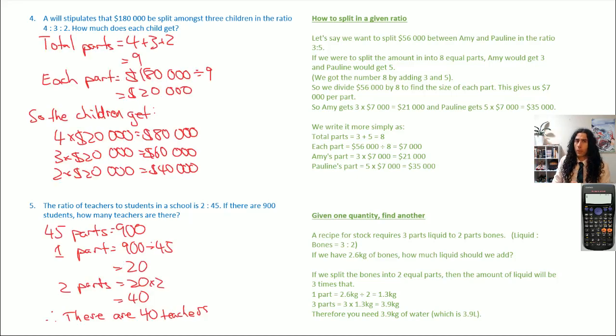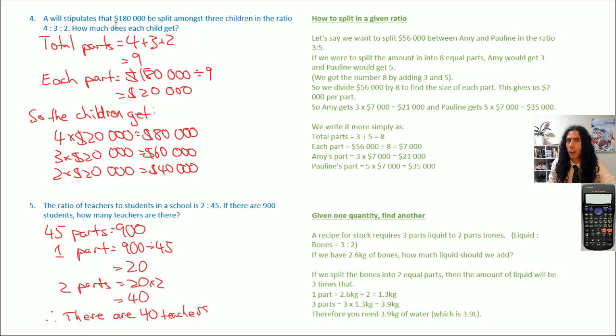So the way we do question 4 is we say, okay, the ratio is 4 to 3 to 2. So if I add those up, 4 plus 3 plus 2, that's 9. What that means, if I were to split that 180,000 into 9 equal parts, first person would get 4 parts, next person would get 3, last person would get 2 parts. So it's a nice way to do things. If we divide it into 9, all the numbers will work out really nicely.